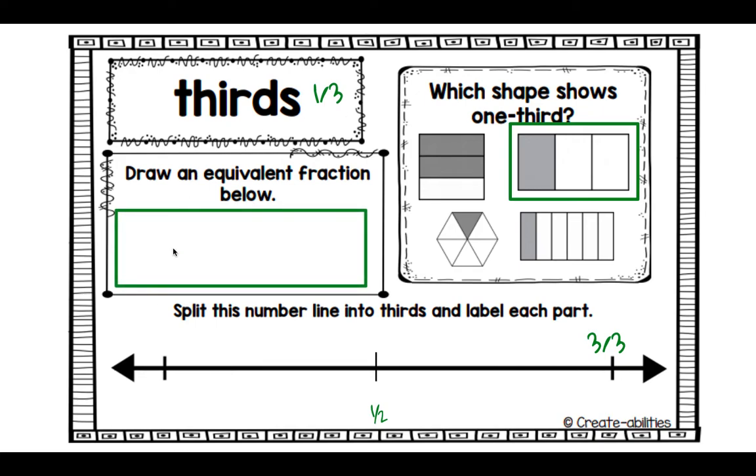Now you get to draw your own equivalent fraction. You can do it in a rectangle. You can draw it in a circle. You have to be careful with circles with thirds. You could draw a box. You could draw 3 separate circles and color one of those in, because then 1/3 circles is colored in.